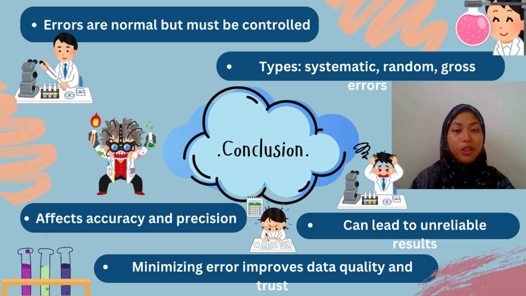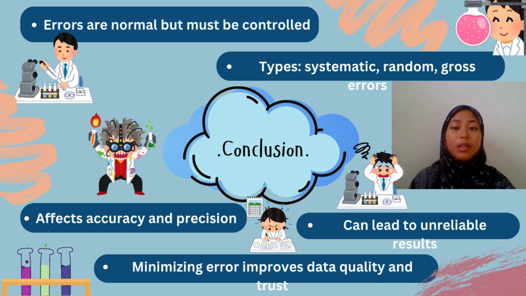So we have already reached the end. To conclude, errors in experimental data are a normal part of any experiment. However, that doesn't mean we can ignore them. These errors, whether systematic, random, or gross, each affect the quality of results in different ways. If they are not controlled, they can lead to inaccurate conclusions and unreliable data.